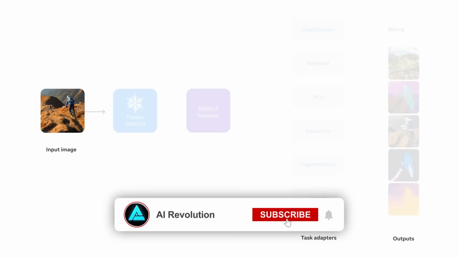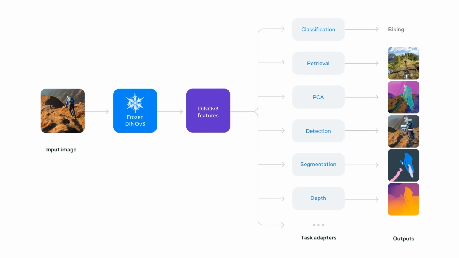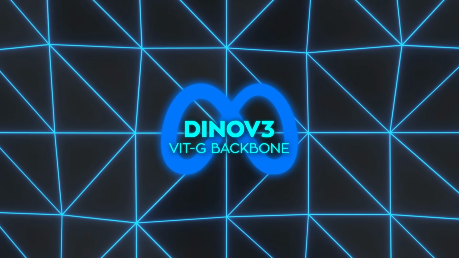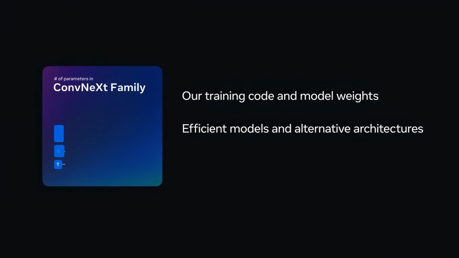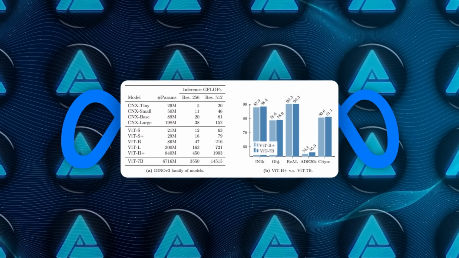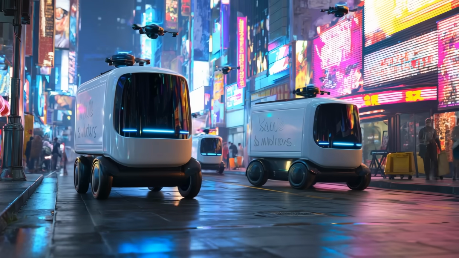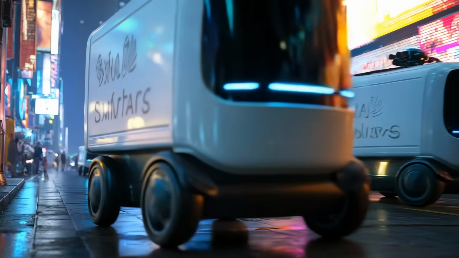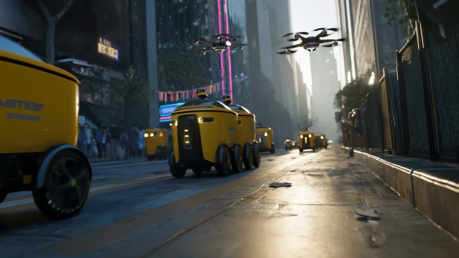The beauty of this frozen backbone is that it keeps the computational cost low while still delivering state-of-the-art accuracy. Meta's releasing the huge ViT-G backbone plus smaller distilled versions, ViT-B, ViT-L, and ConvNeXt variants, so the same tech can run on everything from big research servers to small edge devices inside a robot's head. The scaling flexibility means you could see Dino V3 running on autonomous delivery robots, drones, security systems, and even in consumer devices in the near future.